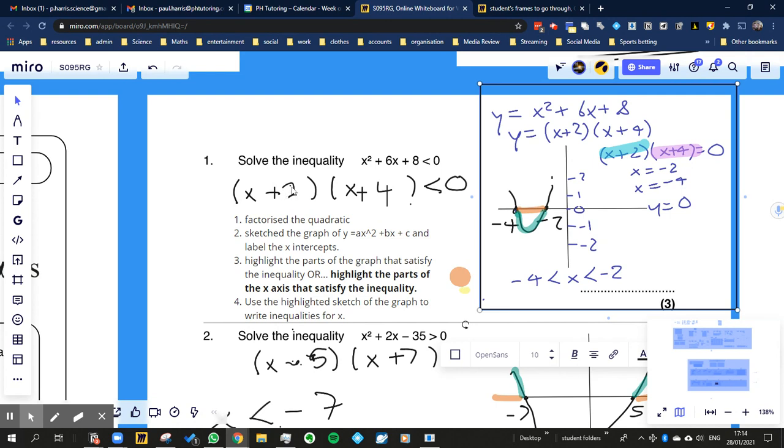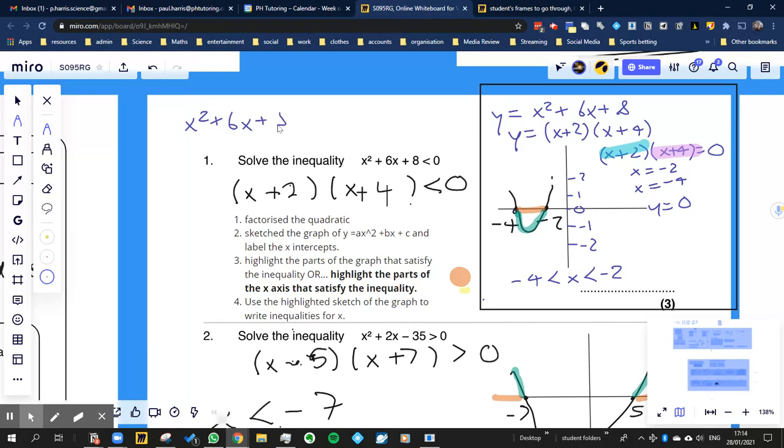You first of all factorize this quadratic the same way you would as if you were trying to solve it with an equal sign instead of a less than sign. So if the equation was instead x squared plus 6x plus 8 is equal to 0, you would factorize it in order to solve it. Whether it's equal to anything or not, an exam might ask you to factorize that, and when you factorize it, you get x plus 2 multiplied by x plus 4.